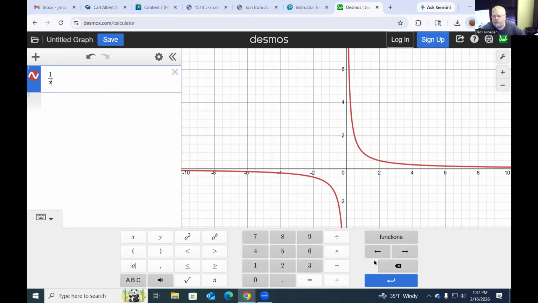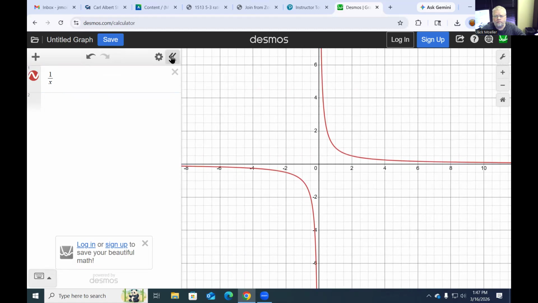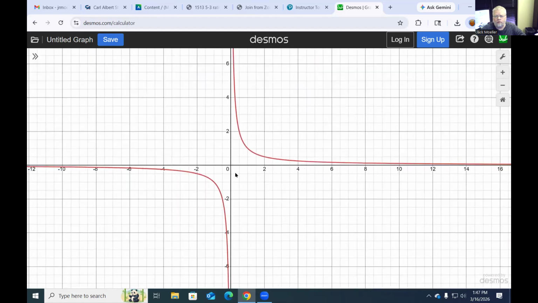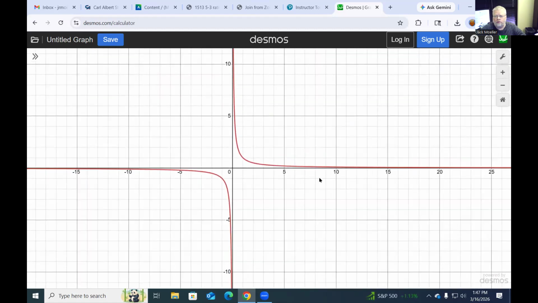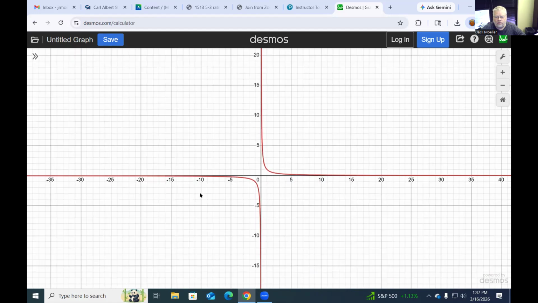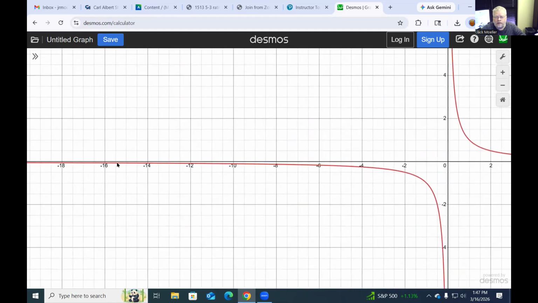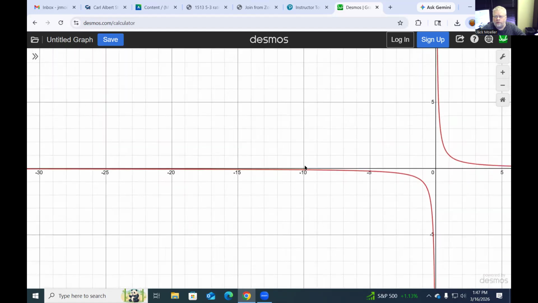Okay, so here is our 1 over x. So it's a nice little curve. Now, as I zoom out, it looks like it's horizontal. As we go to the far left and far right, it is not horizontal. If you zoom in, it is slightly increasing, but it's just getting really, really close to 0.